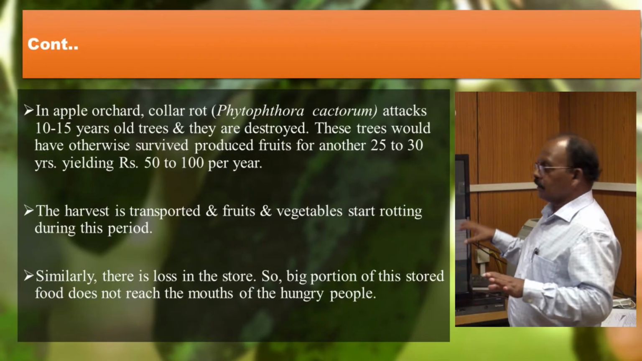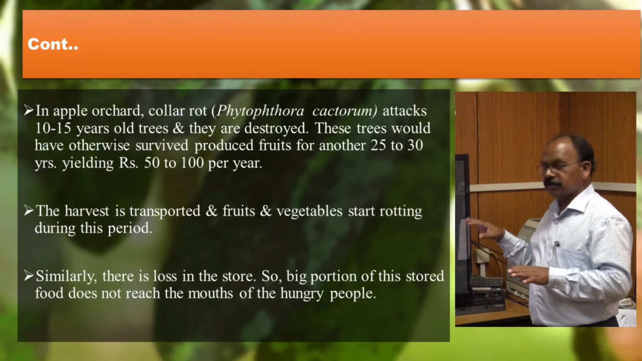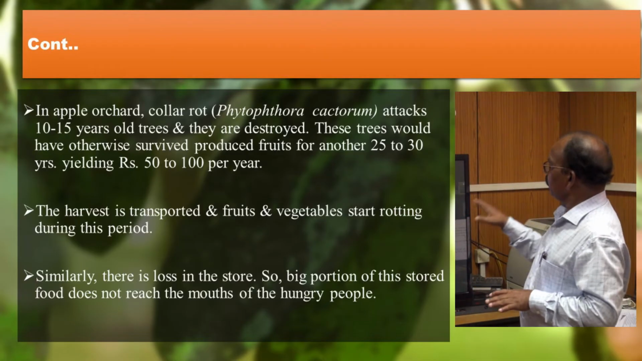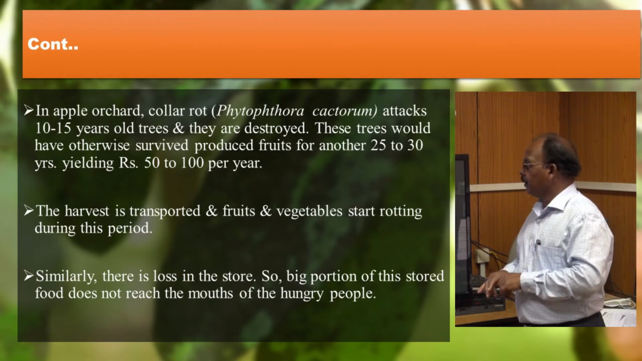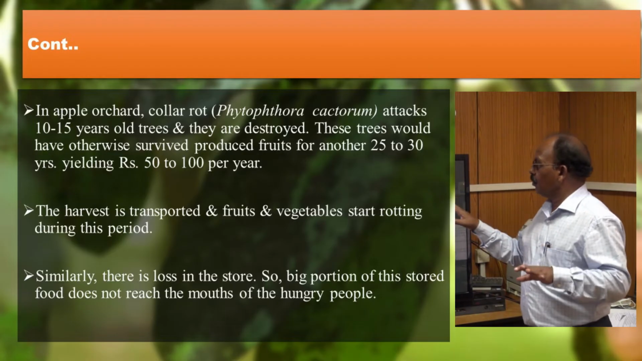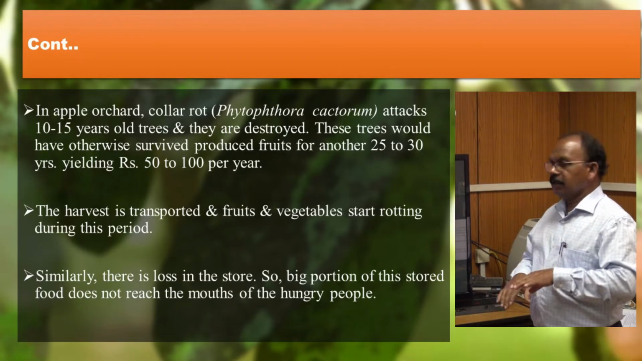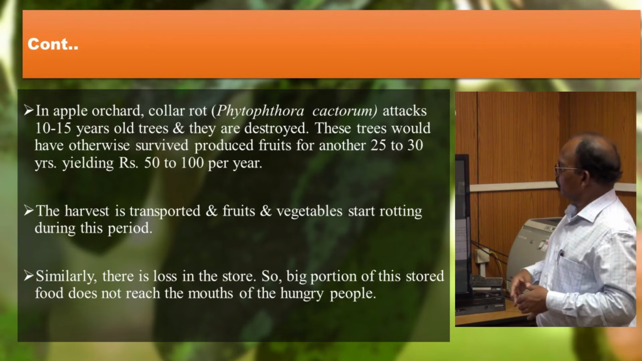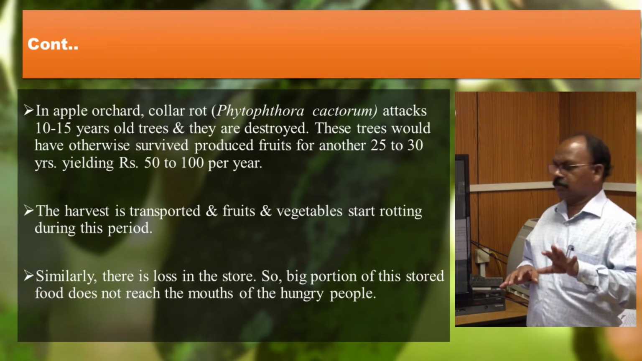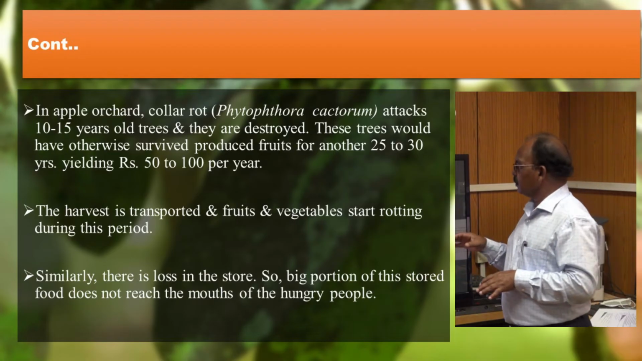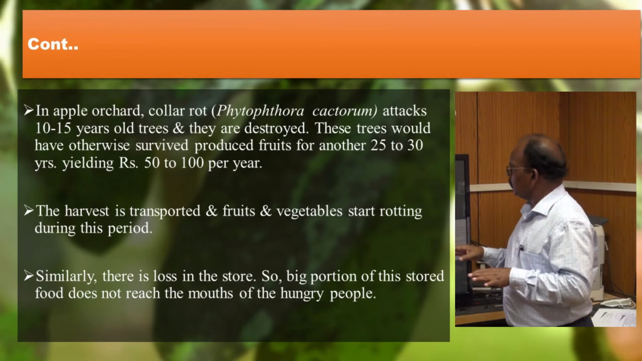In apple orchards, there is one important disease, collar rot. This is a fungal disease. It is caused by Phytophthora cactorum. This disease attacks 10 to 15 years old trees and they are all destroyed. These trees would have otherwise survived and produced fruits for another 25 to 30 years, yielding rupees 50 to 100 per year.